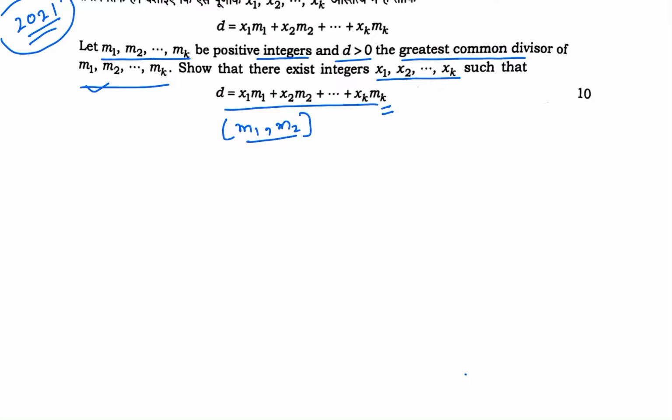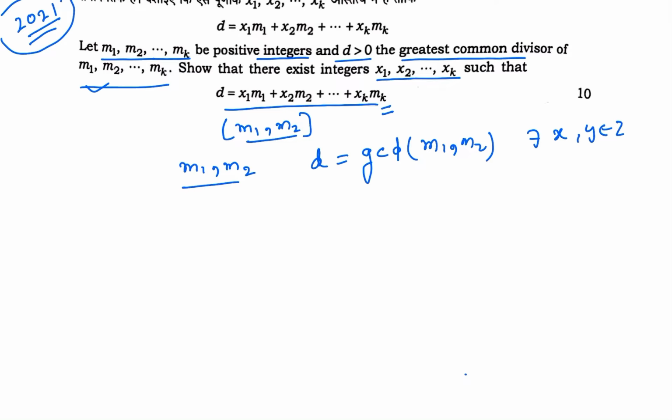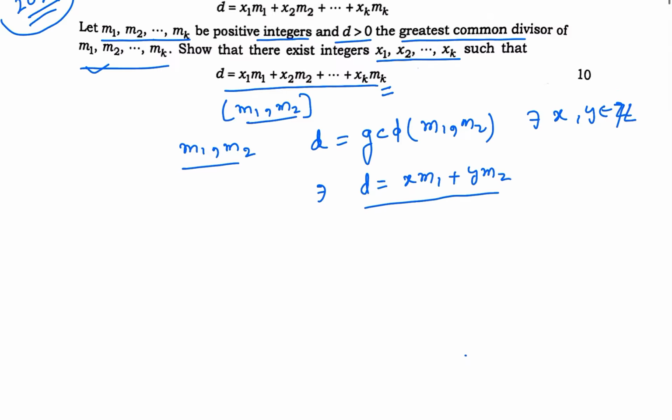We need to prove that for m1, m2, let d be the greatest common divisor, GCD of m1, m2. Then there exist x, y belonging to the set of integers such that d can be written as a linear combination of m1 and m2, that is x m1 plus y m2. This thing we need to prove.